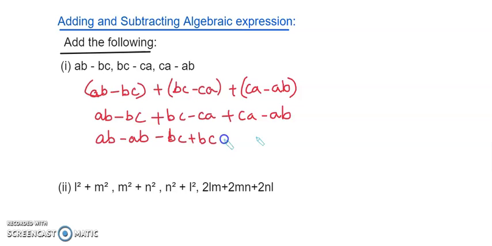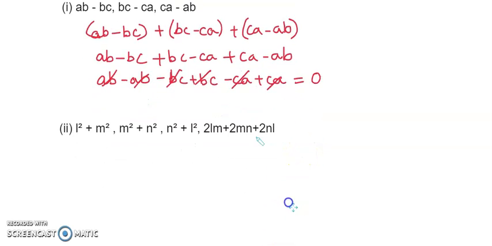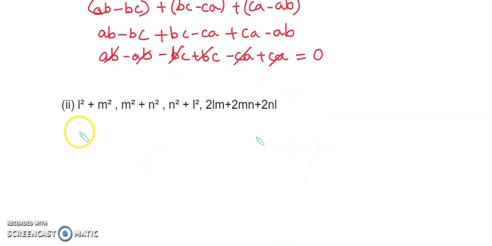So what are we doing? We are grouping the like terms together. Okay, now AB plus and minus cancels off, minus and plus BC cancels off, minus and plus CA cancel off. So we get a 0, right? Let's take the next one. We have to add them. So it's L square plus M square plus of M square plus N square.